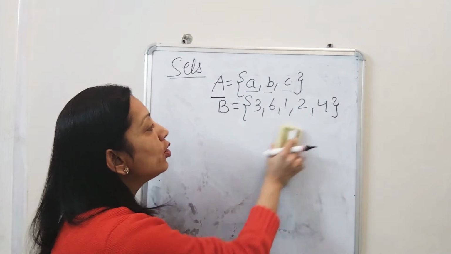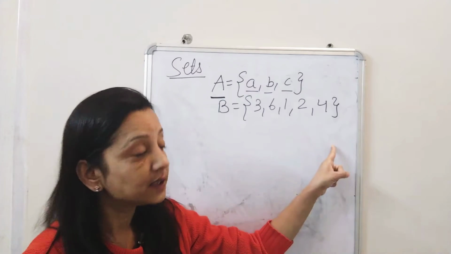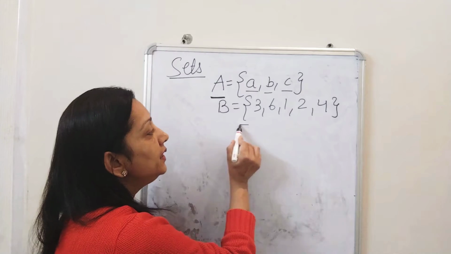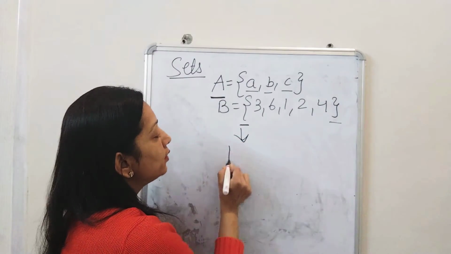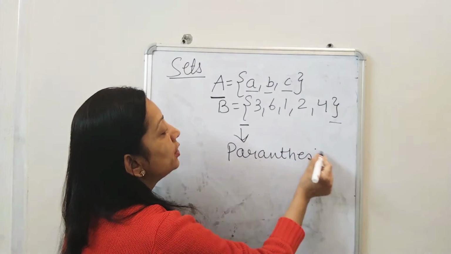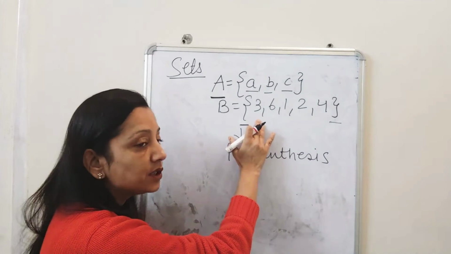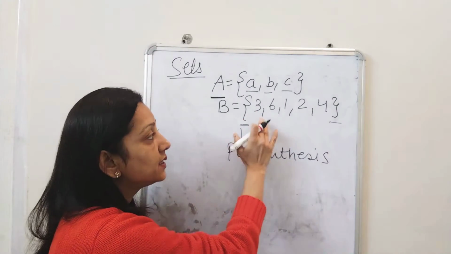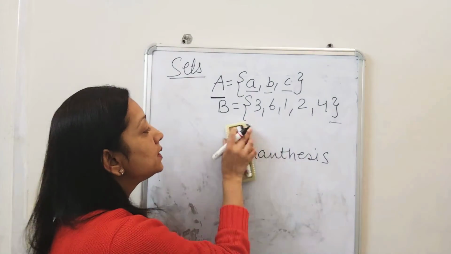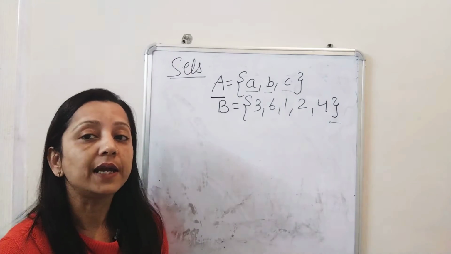So always when you want to write distinct objects, they must be separated by commas like this, and all the elements of these sets are enclosed within these brackets, which here are the curly braces. Okay, so all the distinct elements of the sets are separated by commas and enclosed within curly braces. So this is how you specify sets, or this is what a set is.